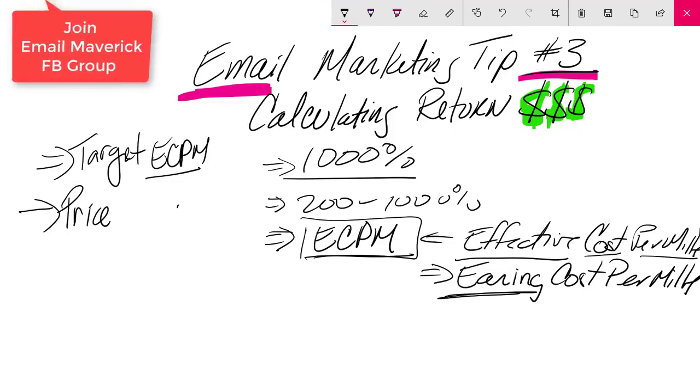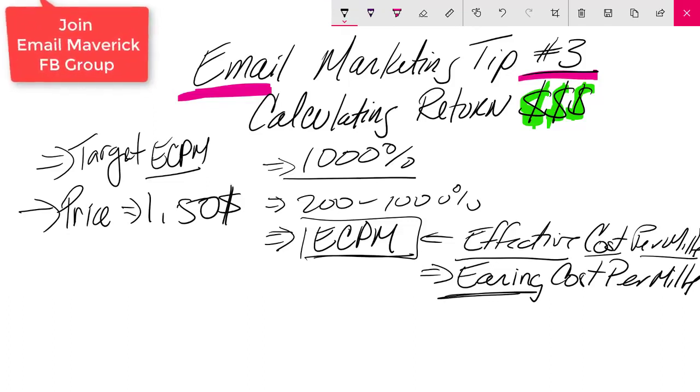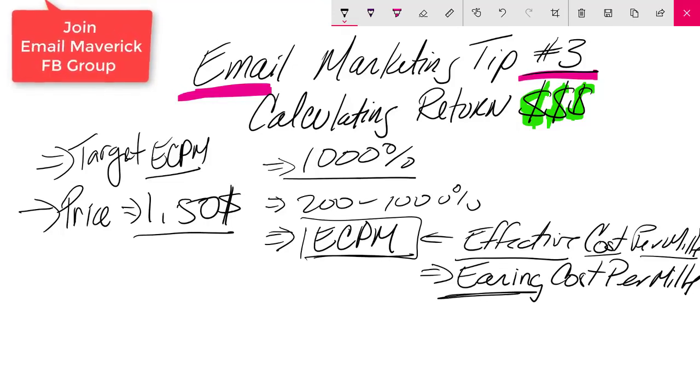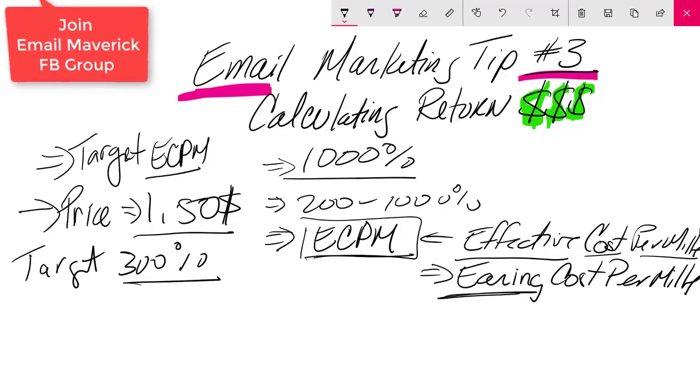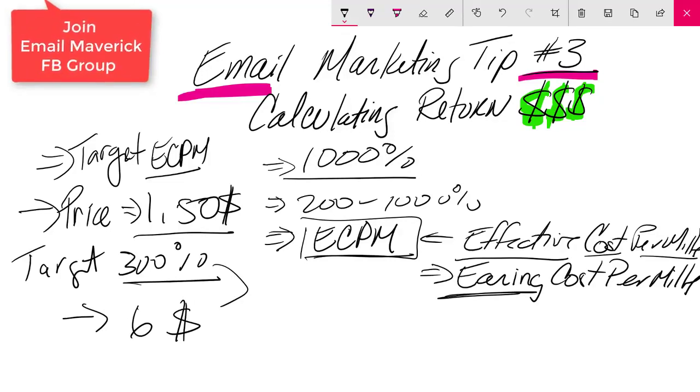So let's just say your price per mil that it costs you right now to send out an email marketing campaign is $1.50. Okay, this is just an example. For every 1,000 emails sent, it costs you $1.50. Now let's just say your target is to have, I don't know, a 300% return. Okay, your target is a 300% return on all your email campaigns for a minimum. Your minimum goal for you to be successful is 300%. So what would that target ECPM be? Very simple. That would be basically $6, right? $6 gives you a target of 300%, right?